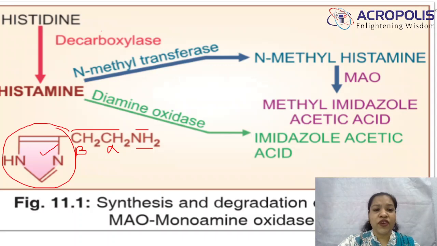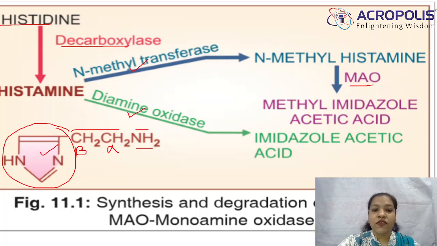Now, this is the simplified version of the synthesis and degradation pathway. As we have already seen, it is synthesized from the amino acid histidine in the presence of the decarboxylase enzyme. It is degraded by two pathways, methylation and oxidation. Methylation takes place in the presence of N-methyl transferase and results in N-methylhistamine. This N-methylhistamine, in the presence of monoamine oxidase, converts to methylimidazole acetic acid.